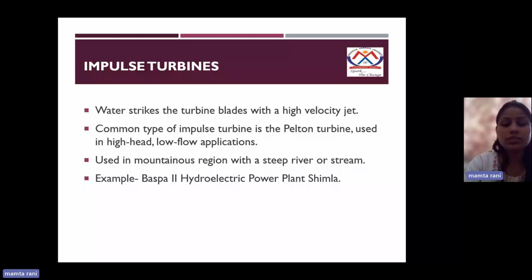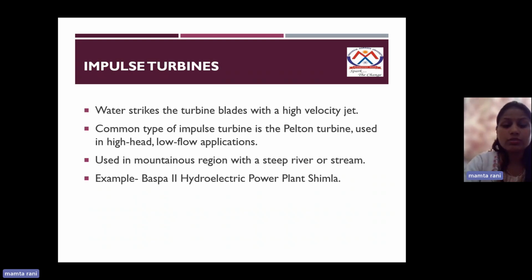One example in India is Shimla, where it is commonly used. Shimla is located in the Himalayan region, and it is home to several small hydropower plants that use Pelton turbines to generate electricity from high altitude mountain streams. These plants provide electricity to the local community and help to reduce the city's dependence on fossil fuels. A plant in Shimla that uses a Pelton turbine is the Baspa second hydroelectric power plant.